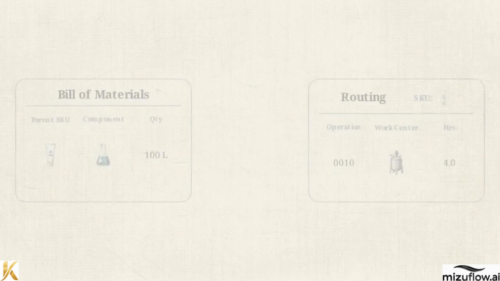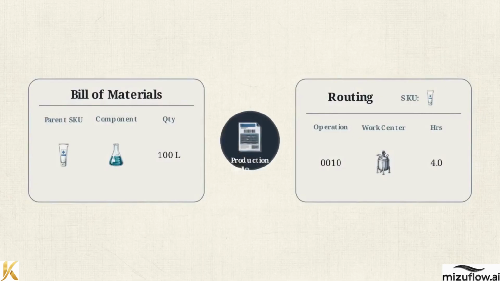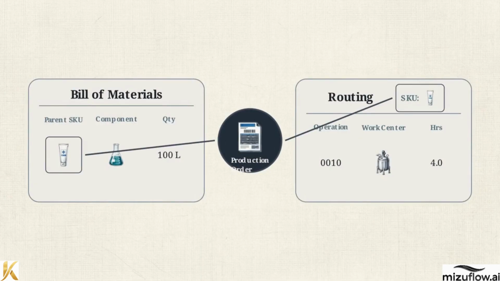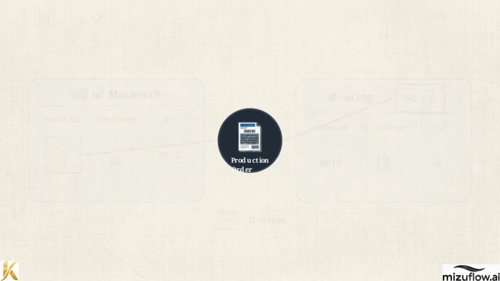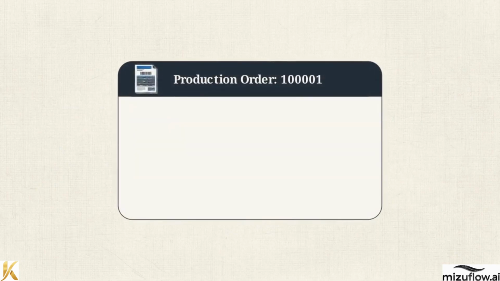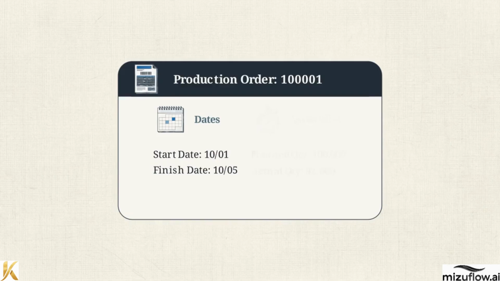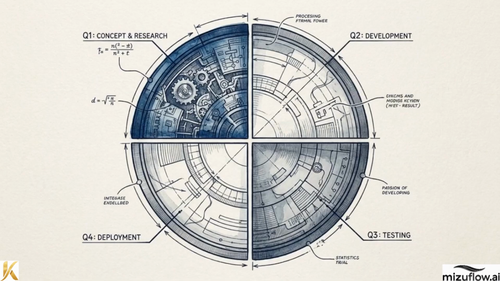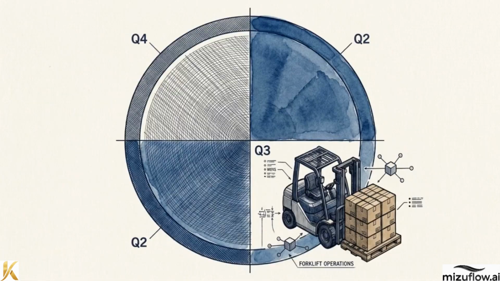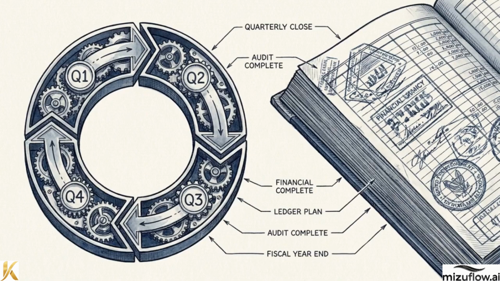This new central node is the production order. By using the SKU as the join key, it physically binds the theoretical BOM and routing to a concrete calendar timeline. Looking closer, we see the order establishing baselines. It records the planned start and finish dates and establishes the crucial metric of planned quantity versus actual quantity produced. Every order follows a strict life cycle. It begins as a planned order, progresses to physical issuing of materials, and concludes with a financial posting.